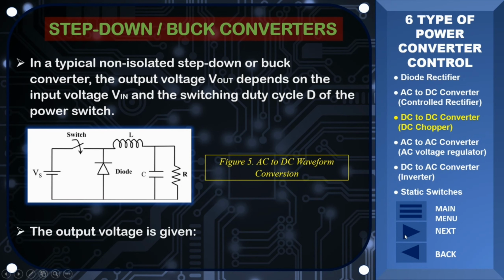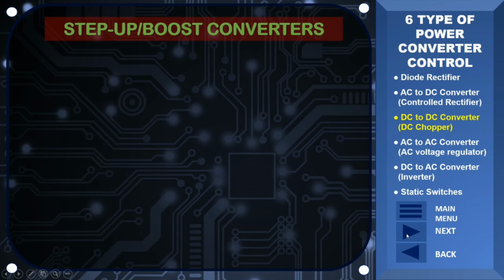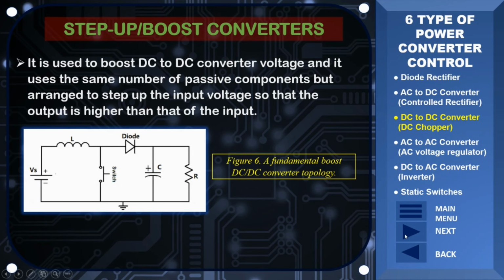The output voltage is given by the equation: output voltage is equal to the product of duty cycle and input voltage. Number 2. Step up or boost converters. It is used to boost DC to DC converter voltage, and it uses the same number of passive components, but arranged to step up the input voltage so that output is higher than the input.